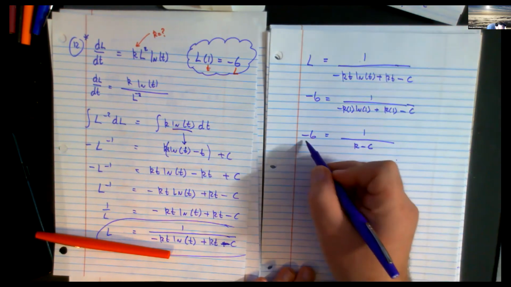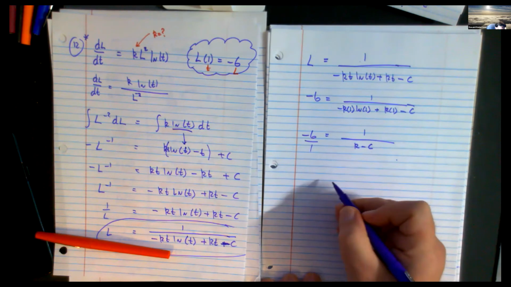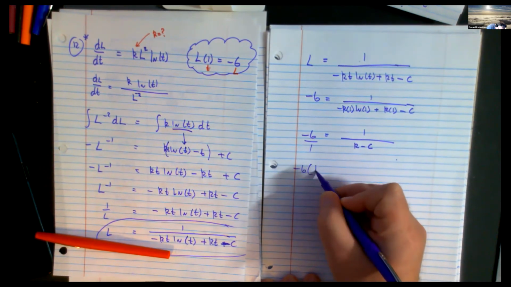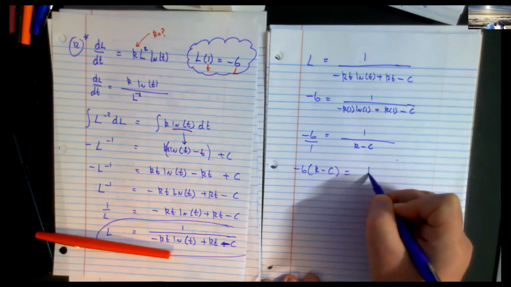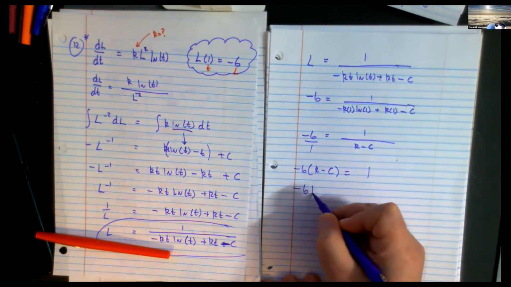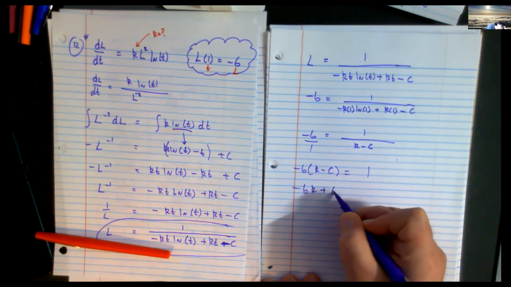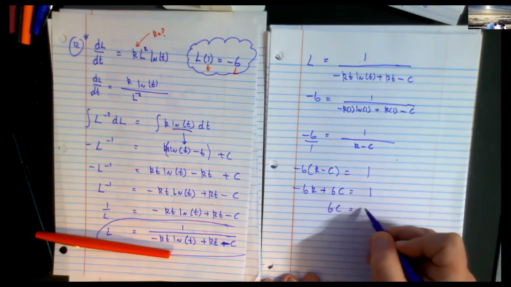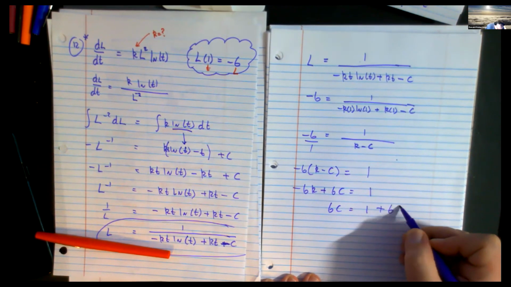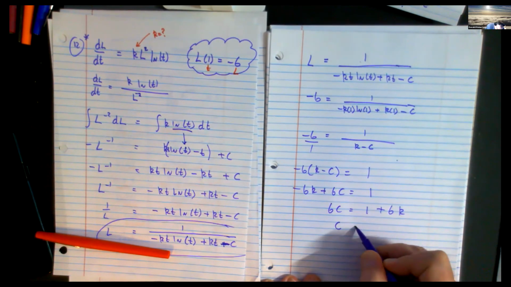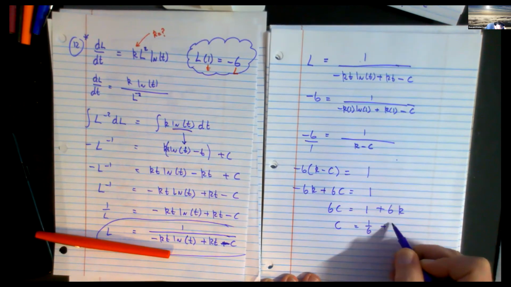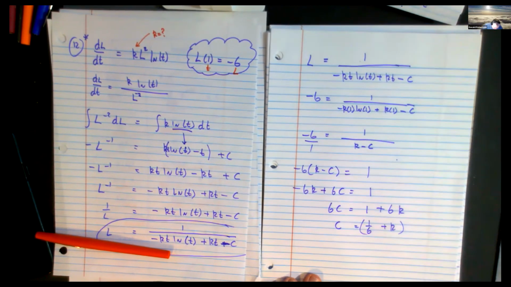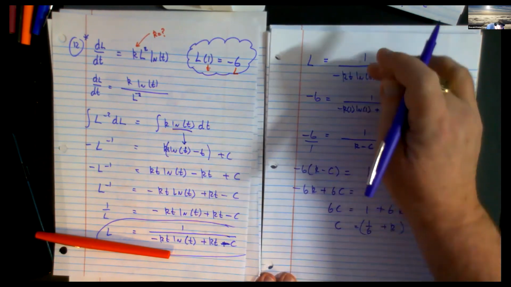So I would cross multiply. And that would be negative 6k take away c is 1. That's negative 6k plus 6c is 1. That makes 6c 1 plus 6k, and that makes c 1/6 plus a k. And then you can put it up here.